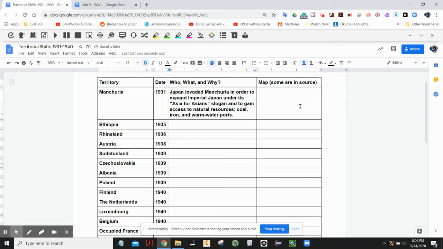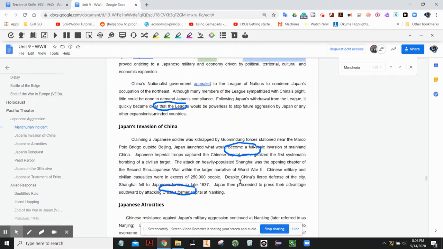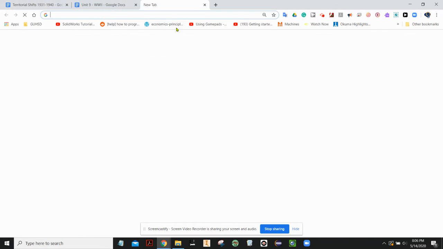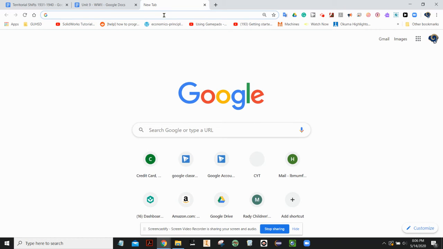And now I need to find a map of Manchuria. When I go back to the resource here, I do not see a map of Manchuria. So I want to make sure that I can find that map by clicking over here and adding another tab and doing a Google search.